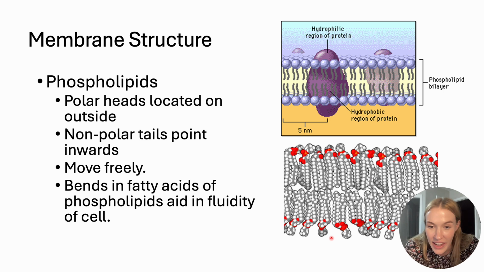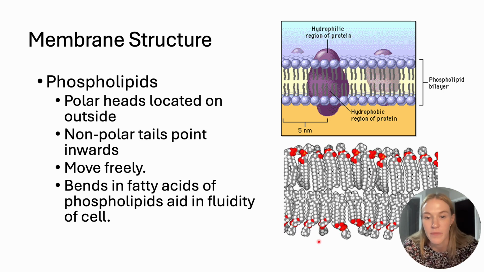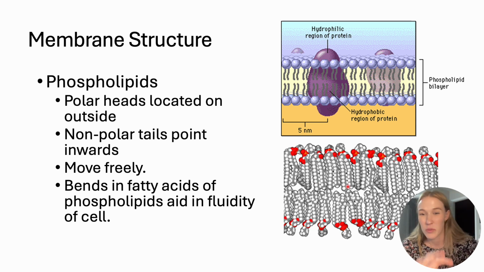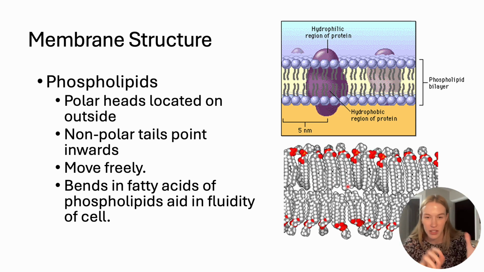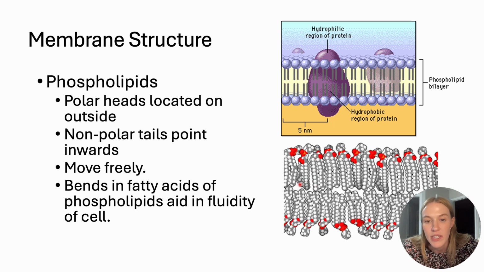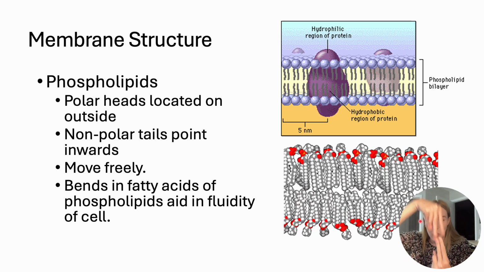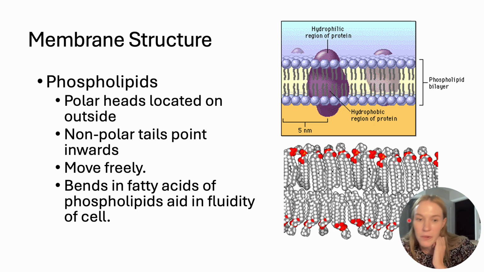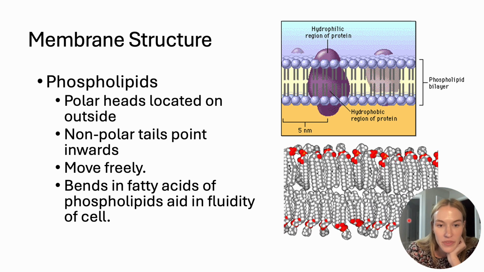So I need to have 2 layers because otherwise, with one single layer, these fatty acid tails would be very unhappy. They'd scrunch up. They wouldn't like it at all because they're trying to get away from that water. So if we have 2, well, the 2 hydrophobic tails are able to orient towards each other, whereas the polar heads are able to orient to the water outside the cell and the water inside the cell.